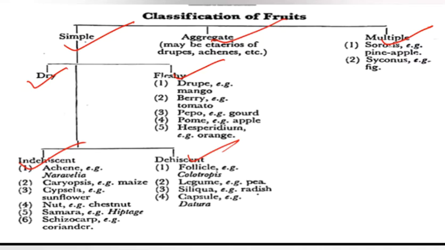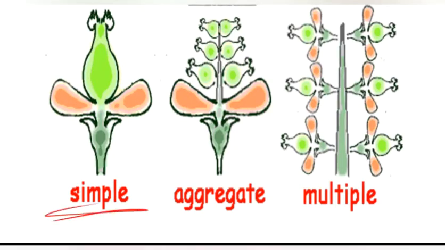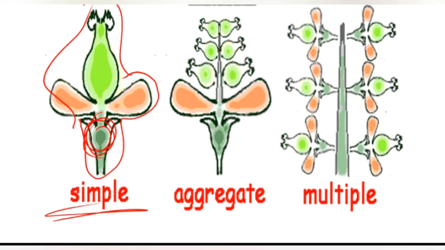Now, when we talk about the simple fruit, what are they? Simple fruits only develop from a single ovary of a single flower. Look at an ovary here. We have an ovary here, and this is a flower. So this fruit develops from just a single ovary of a single flower. That's why we call it a simple fruit, because it develops from a flower with a single ovary.